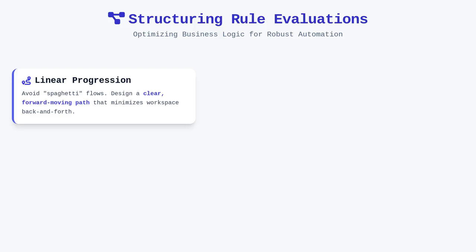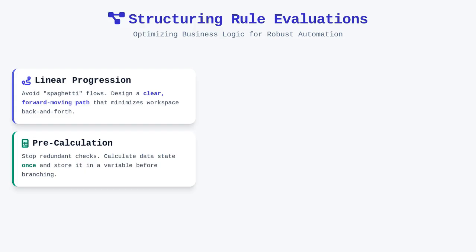If you discover that your logic requires checking the same data multiple times across different branches, consider calculating the state of that data once and storing it in a variable before reaching the branching logic. This approach reduces redundant calculation processing and presents a cleaner, more robust architecture that is easier to unit test and maintain over the lifespan of the automation project.